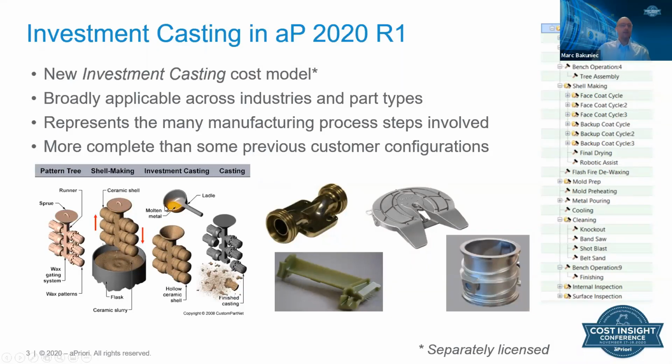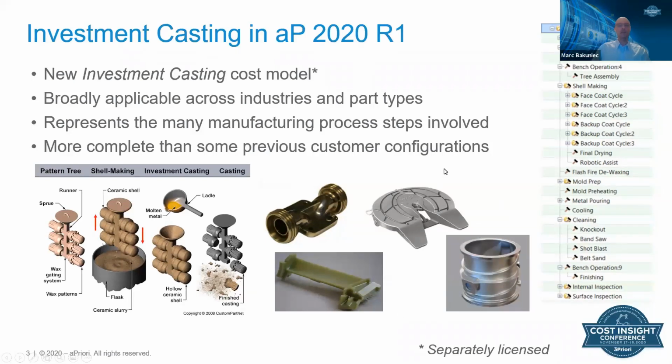Then we basically have the actual investment casting process where molten metal is poured into the ceramic shell. The last step would be to take the parts out of the ceramic shell by basically breaking it. And then, of course, there are some secondary processes to take the single parts off the tree, and then potentially some inspection and other processes that follow.